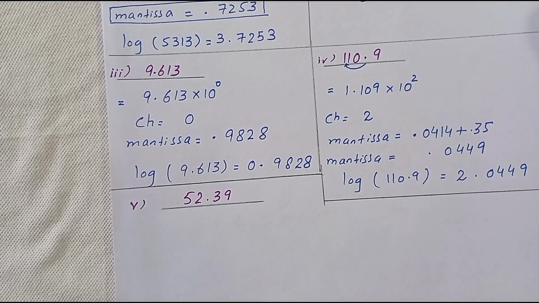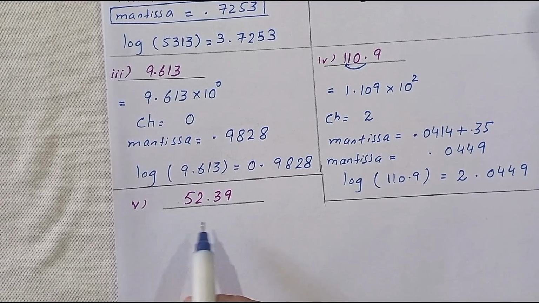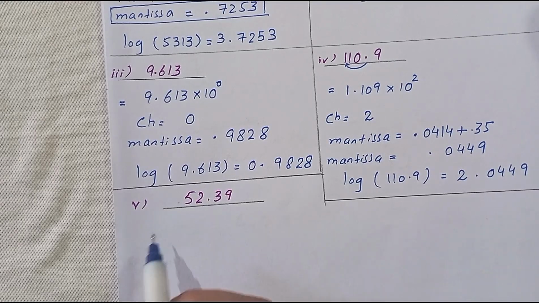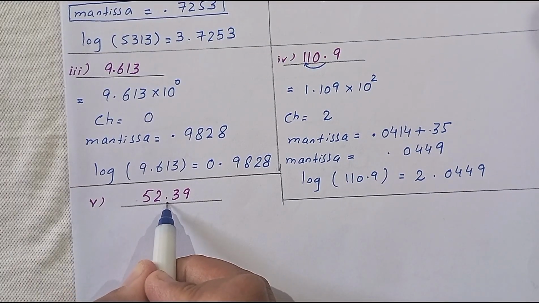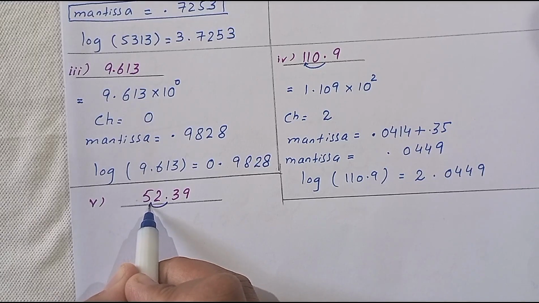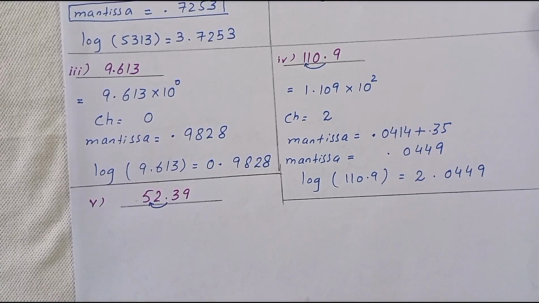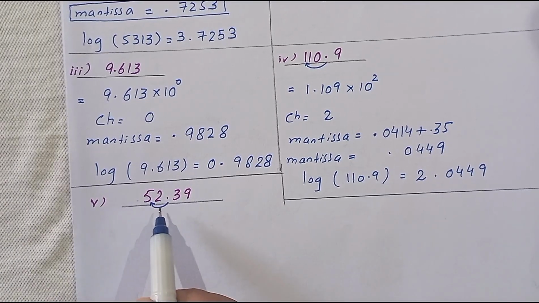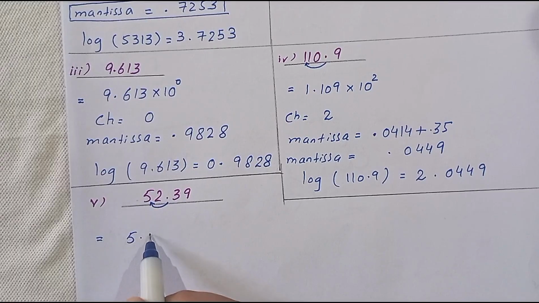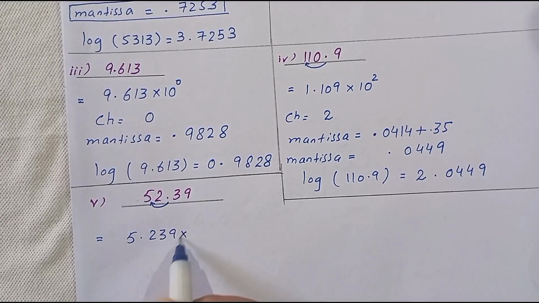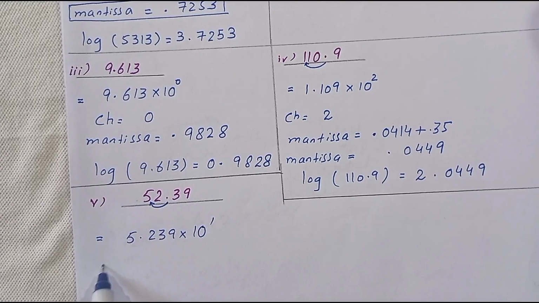In part 5 we have to find the log of the value 52.39. For this we first have to write it in scientific notation, that is, move the decimal point after the first non-zero number, 5. As we are moving to the left, the power is positive, and counting the number of digits, there is only one digit. So in scientific notation we write it 5.239 multiplied by 10 power 1. So from that, the characteristic is 1.